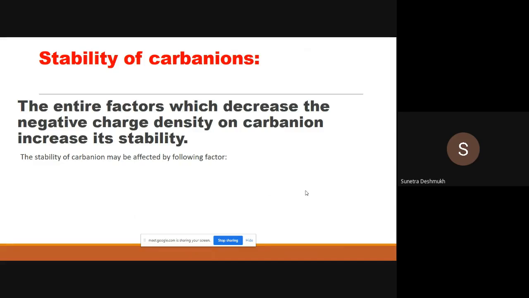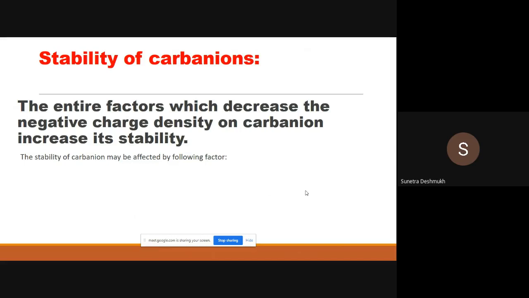We have seen that carbanions can have sp3, sp2, as well as sp hybridization. The sp3 hybridized carbanion has trigonal pyramidal geometry, the sp hybridized carbanion has linear geometry, and the sp2 hybridized carbanion has bent type geometry. Okay, so these points have been covered. So today, stability of carbanions.